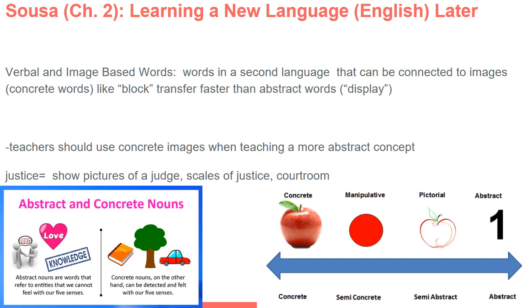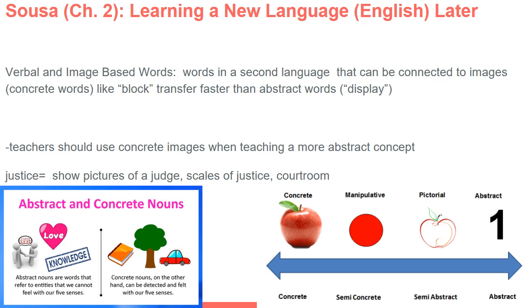So another thing that's important to note is that we're going into chapter 2. So these are skills for how we can help English language learners transfer skills from their first language to their second language.